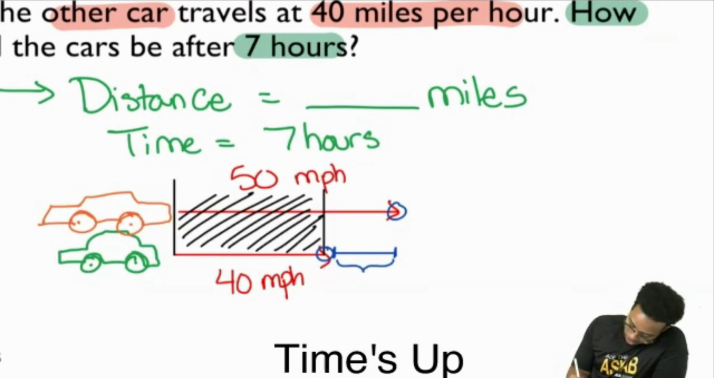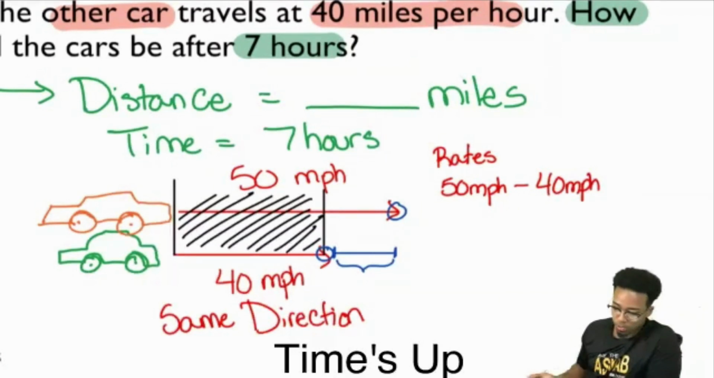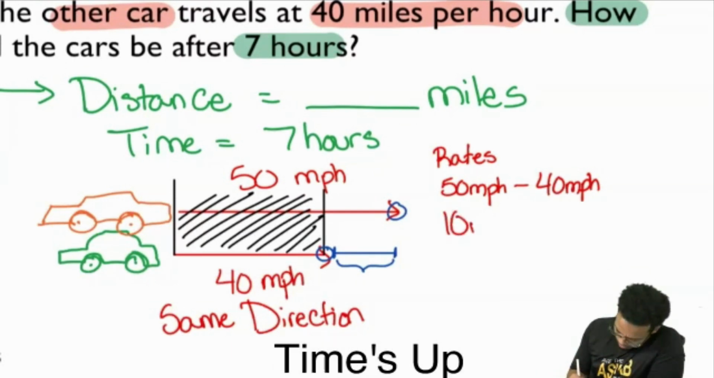So with the rates here, same direction. The rates are going to be 50 miles per hour minus 40 miles per hour. Everybody, hardest question of the day, what's that going to be? Right, that's going to be 10 miles per hour. That is our true rate.